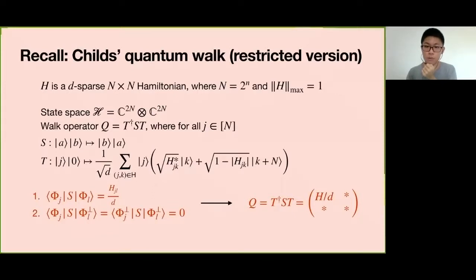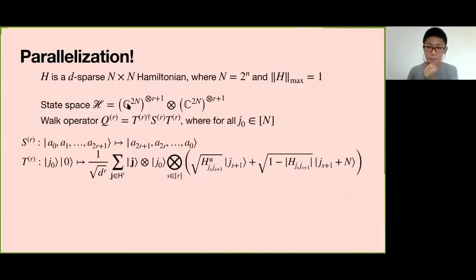Now let's see how to parallelize this quantum walk. For the parallel version, the state space of this walk is extended to become roughly R copies of the original space. The walk operator we still denote with Q, T, and S with a parameter R, where S_R is a generalization of the swap operator. It is actually also simple. It reverses the order of all these quantum registers. So there are in total 2R plus 2 quantum registers.